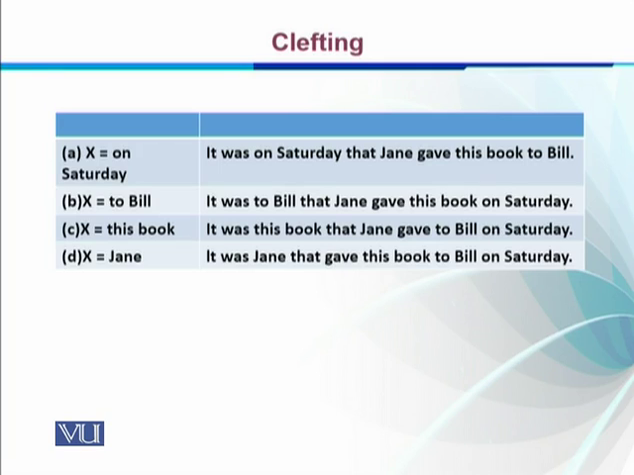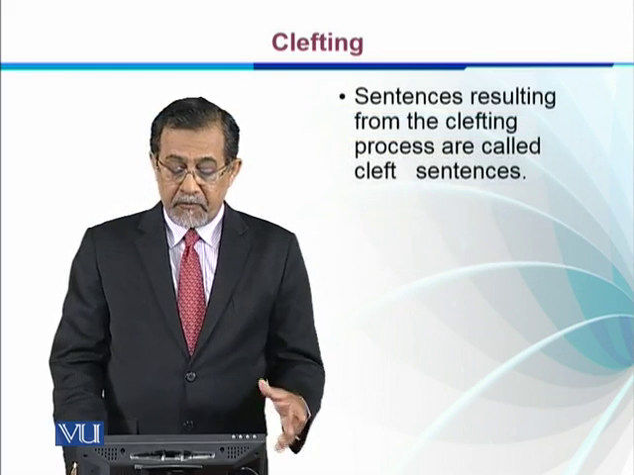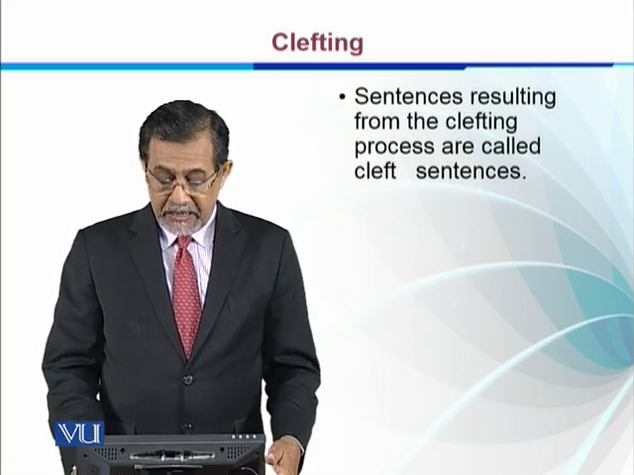X is equal to this book: it was this book that Jane gave to Bill on Saturday. X is equal to Jane: it was Jane that gave this book to Bill on Saturday. You can see in how many ways we can bring X to the front position, thus making cleft sentences. These are meant for emphasis. Sentences resulting from the clefting process are called cleft sentences.